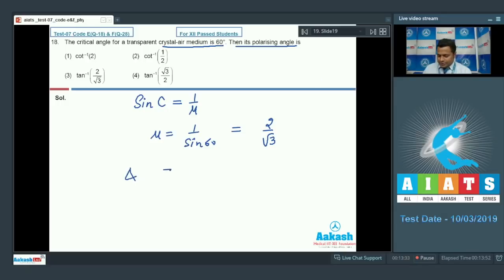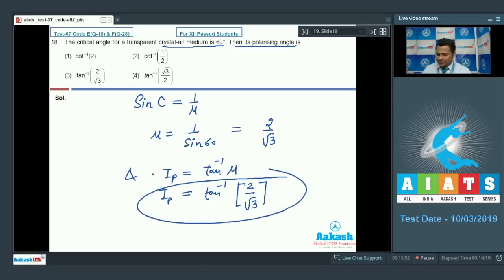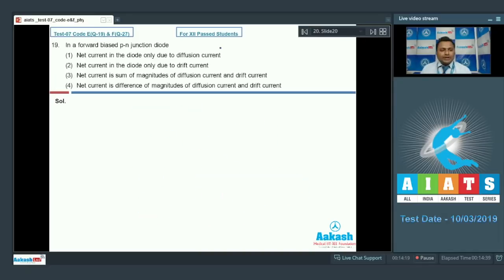Now the polarizing angle according to Brewster's law is given by IP, that is tan inverse mu. So tan inverse mu is what? 2 by root 3. So the polarizing angle we have got IP equals tan inverse 2 by root 3. Now after looking at the options, we can say that option number 3 is absolutely correct. So we have to go with option number 3, tan inverse 2 upon root 3. Now let us proceed to the next question, that is question number 19. Here is question number 19.